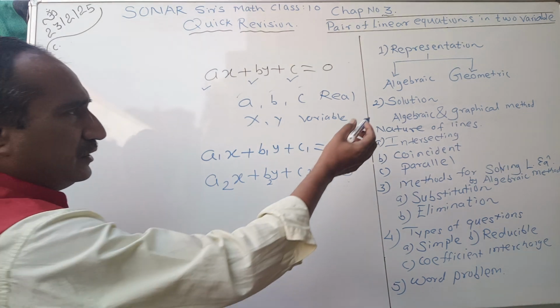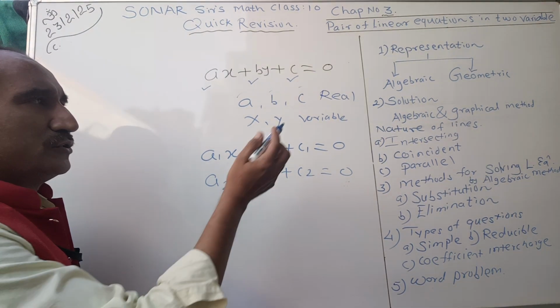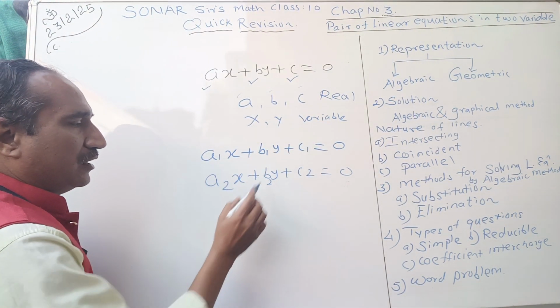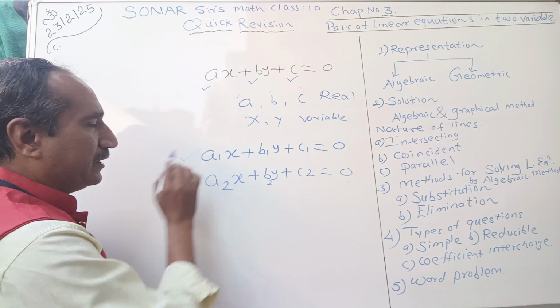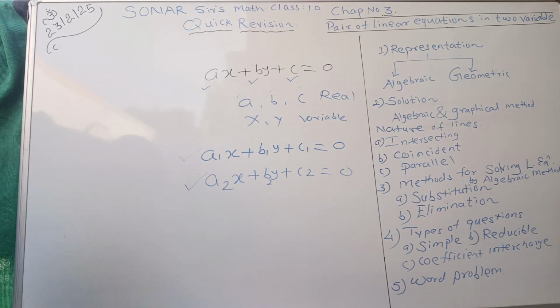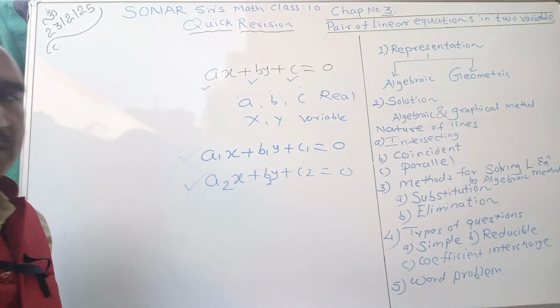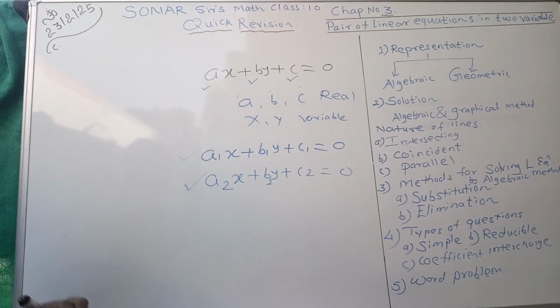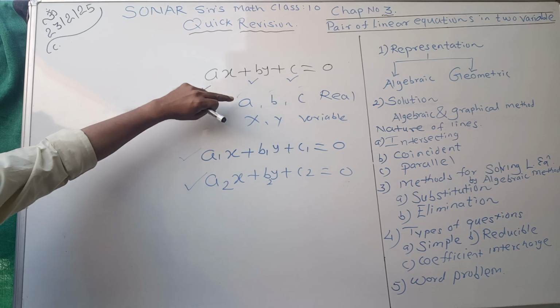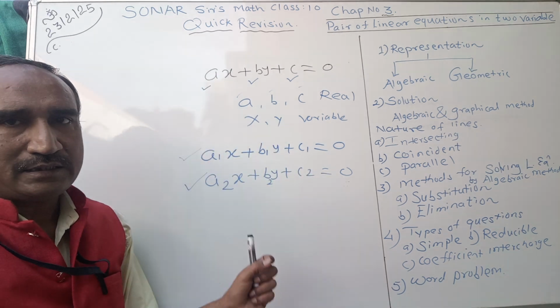Now we'll discuss the geometric representation. So in geometric representation, this will represent a straight line and this will represent another straight line. So the graphical representation is two different straight lines. This is the algebraic equations and graphically we'll discuss later on.